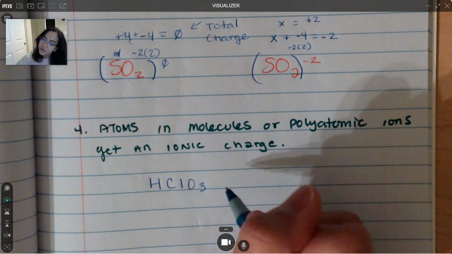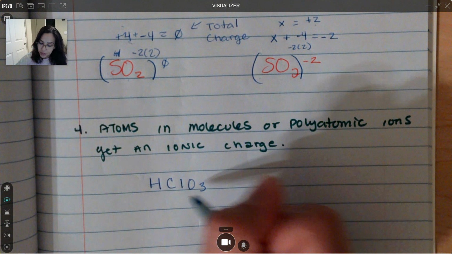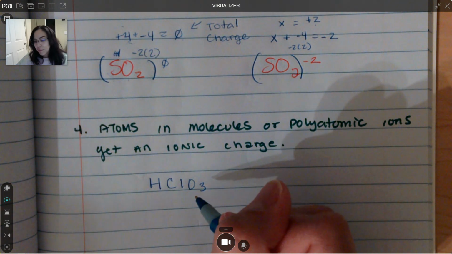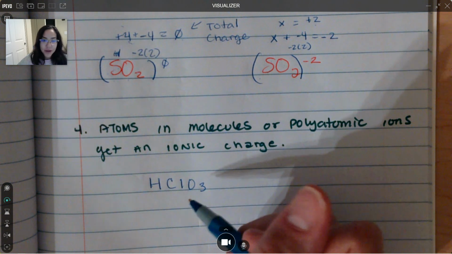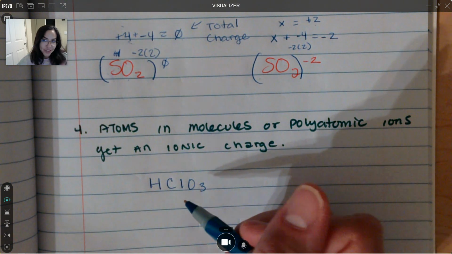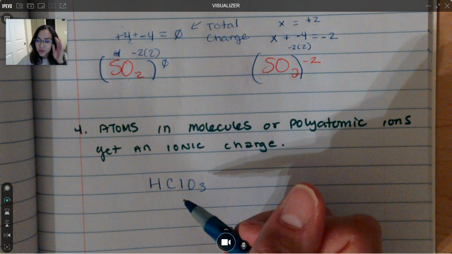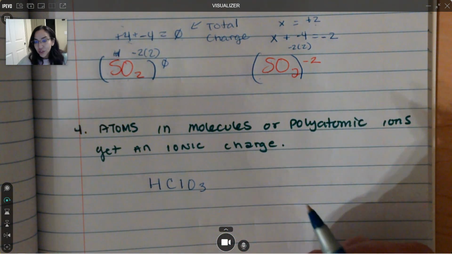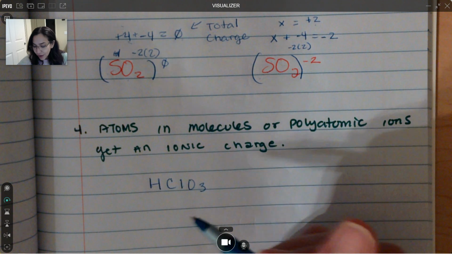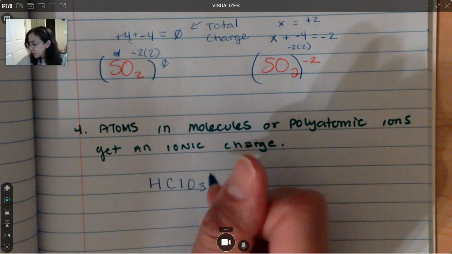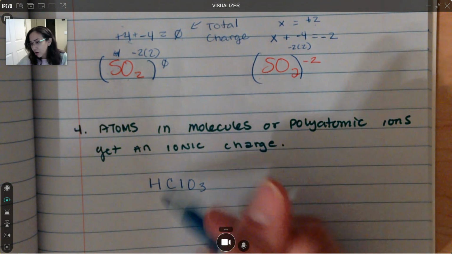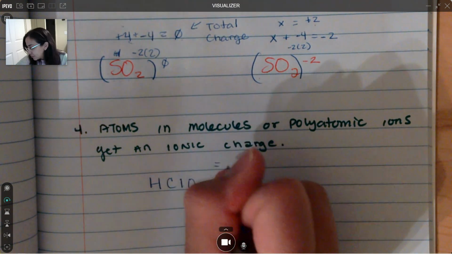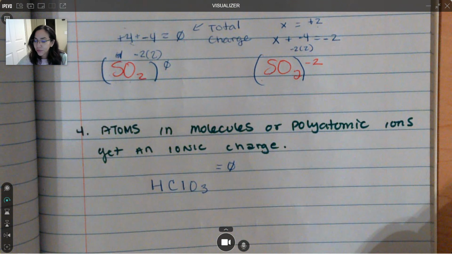Hydrogen, and I believe, don't quote me on the name of this one, it's probably chlorate or hypochlorite. I'm not sure. I would have to look at the polyatomic ion chart, which I said it's okay to do, to figure out what it is. Anyways, we want to figure out the charge of the whole thing. And in order to do that, we know that this is neutral. There is no charge indicated here, right? So whatever this is has to equal 0.